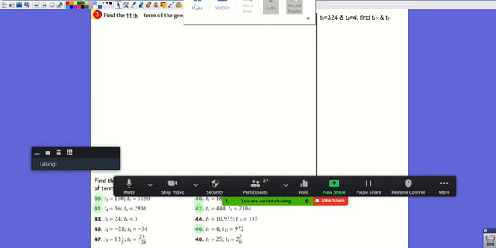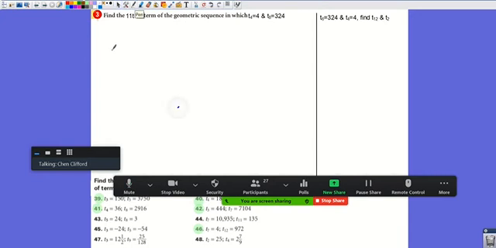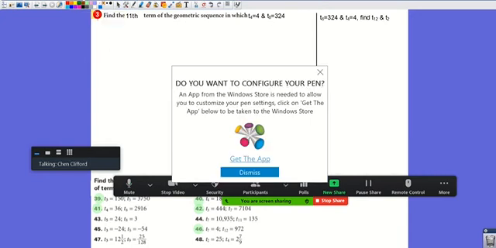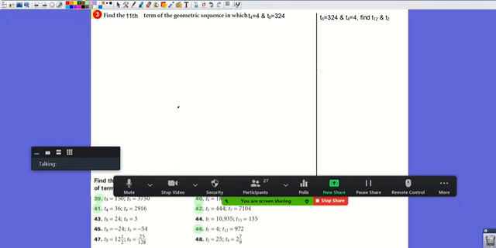Now, find the 11th term of the geometric sequence. Okay, so this is really easy. I'm going to write 11. First of all, this is t sub 4. So I'm going to put 1, 2, 3, 4.